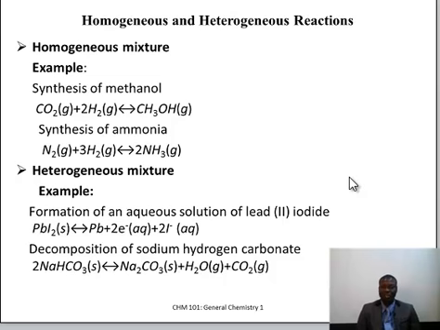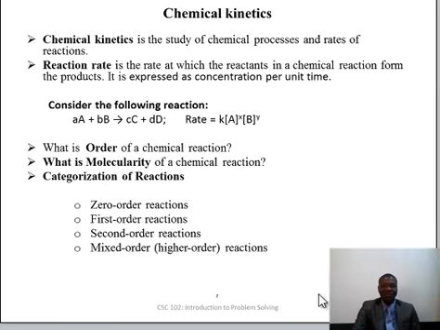While for the heterogeneous, the first example is the formation of an aqueous solution of lead(II) iodide, while the second example is the decomposition of sodium hydrogen carbonate. But when you look at these examples, we see that the phases of both reactants and products are not the same. When you have this kind of scenario, you can refer to it as being heterogeneous in nature.